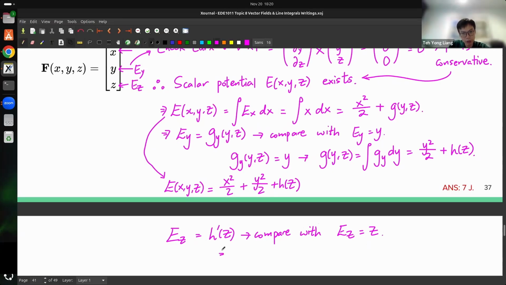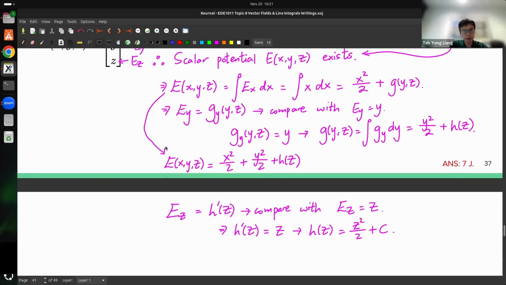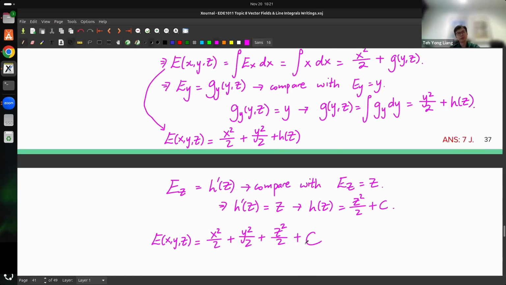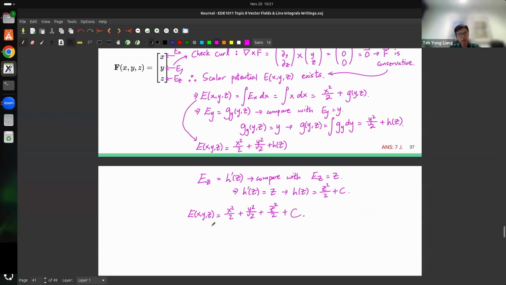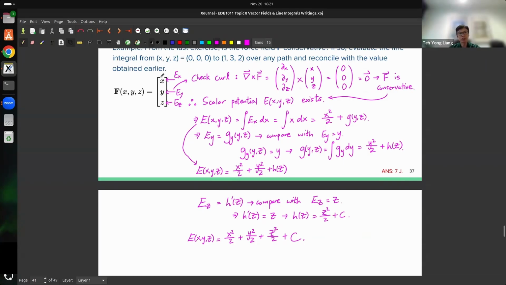So you are going to get h prime z equals z. So what's h of z? z squared over 2 plus C. It all makes sense. Then your E of x, y, z is just x squared over 2 plus y squared over 2 plus z squared over 2 plus C. Is that right? So we found the scalar potential function. If you differentiate with respect to x, you just get x. Correct or not? 2x over 2, so you just get x. Then the y and z are like constants when you differentiate with respect to x.